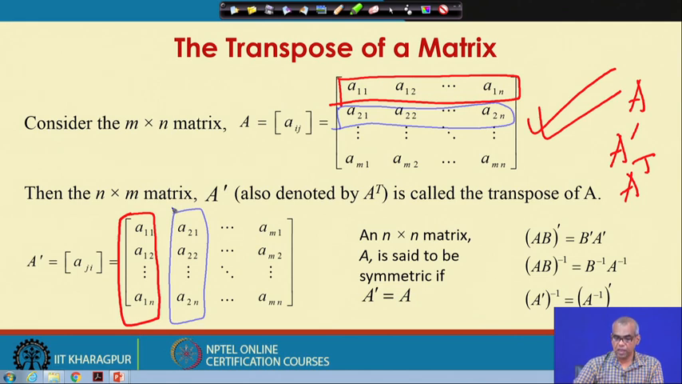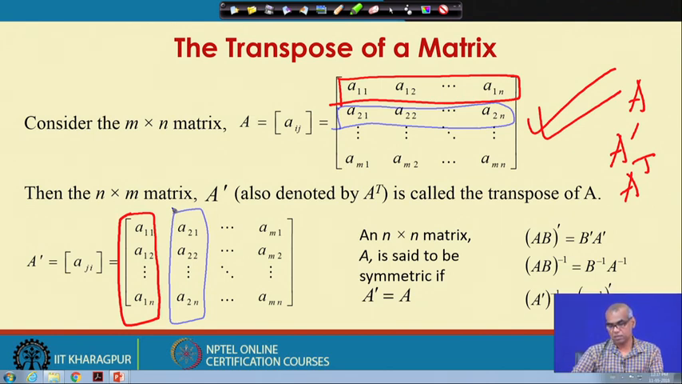An n by n matrix A is said to be symmetric if A transpose equal to A. So, for a square matrix, if the transpose of the matrix is same as the original matrix, we call this matrix symmetric. Remember these properties: transpose of product AB is equal to B transpose into A transpose, AB inverse equal to B inverse into A inverse, A transpose to the power inverse equal to A inverse to the power transpose.